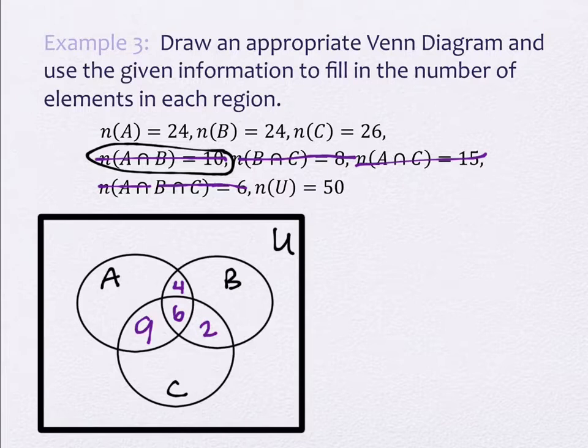Yep, Caitlin? Would it be 9 plus 6 plus 2? No, because 2 is not inside of circle A. Yep, we want to make sure that we're inside circle A and inside circle C, like both. Okay, so are we good with the intersection spots? We already said that N of U, the 50, is the last thing we want to do.